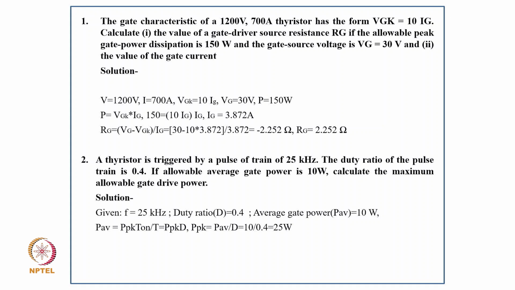Coming to the second numerical problem: a thyristor is triggered by a pulse train of 25 kilohertz. The duty ratio of the pulse train is 0.4. If the allowable average gate power is 10 watt, calculate the maximum allowable gate power. So here the frequency is 25 kilohertz, duty ratio 0.4, average power 10 watt. So P average equals Pk times T on upon T, that is Pk into the duty ratio. Putting the values, the peak power comes to 10 by 0.4, that is 25 watt.